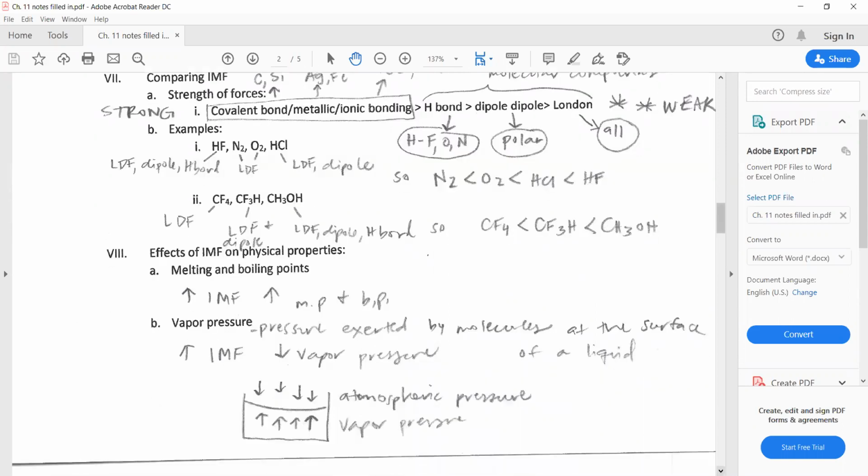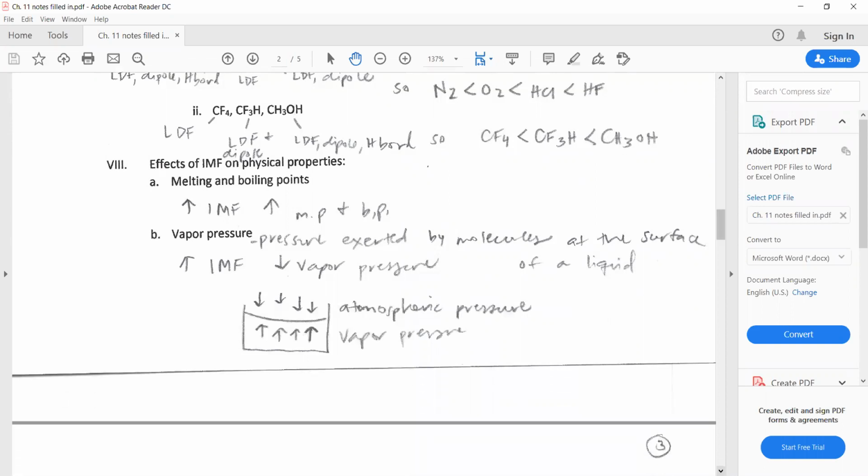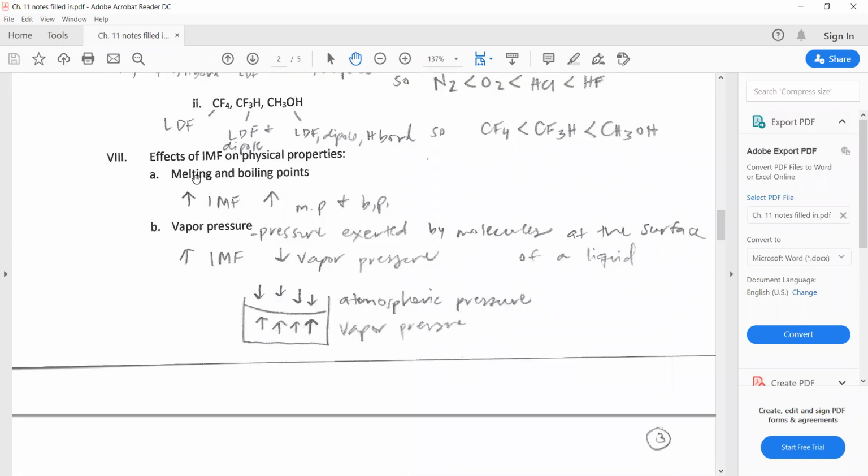We can use these to predict melting and boiling points. If you have greater intermolecular forces, that means your molecules like each other. The more they like each other, the greater energy it's going to take to melt and boil them. So they're going to have higher melting and boiling points.